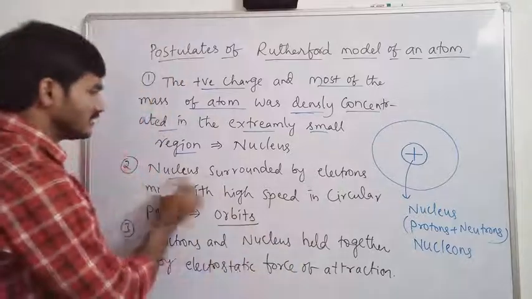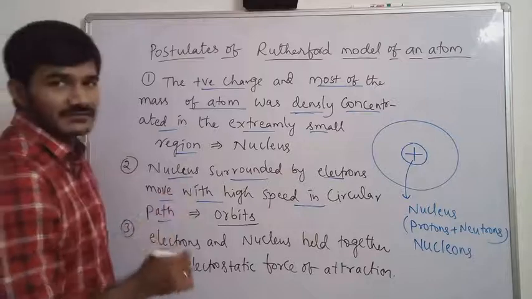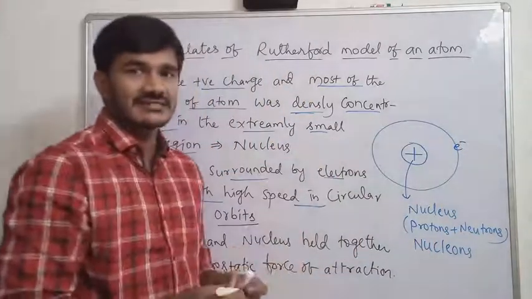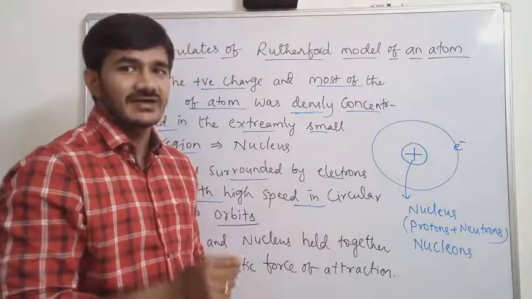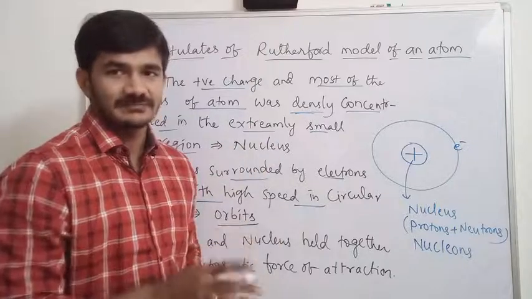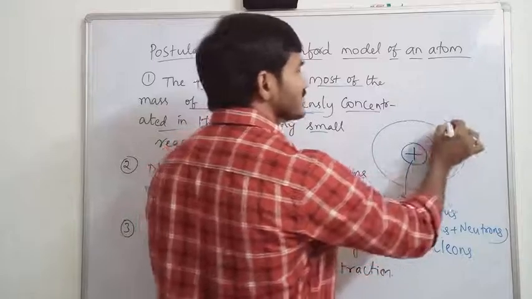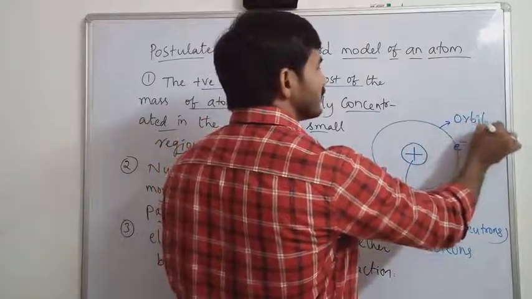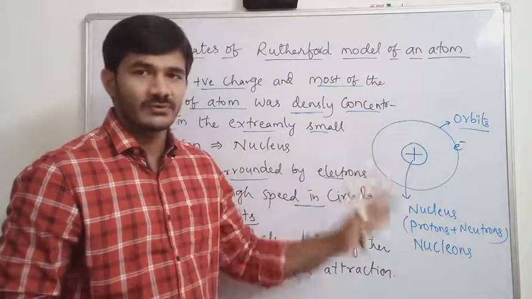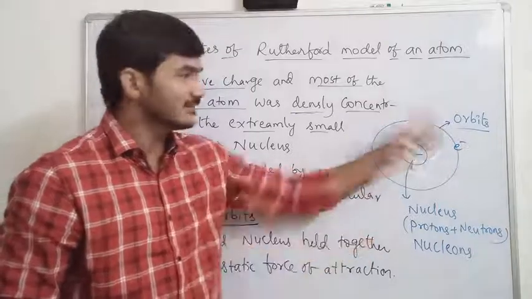And next, the nucleus is surrounded by electrons which move at high speed in circular paths. Where are electrons present? Electrons are present around the nucleus, moving with very high velocity in circular paths. These circular paths where electrons are moving are said to be orbits. So this is the nucleus, which has protons and neutrons, and this is the circular path where electrons are moving, which is said to be the orbits.